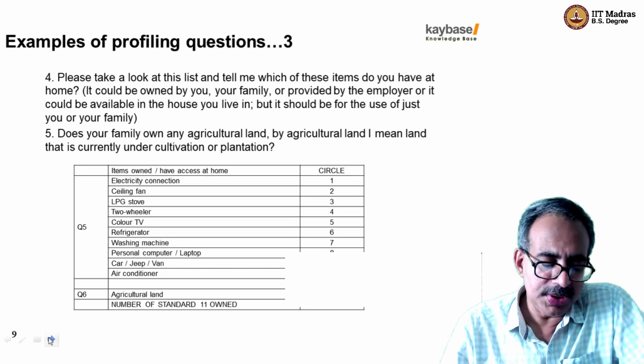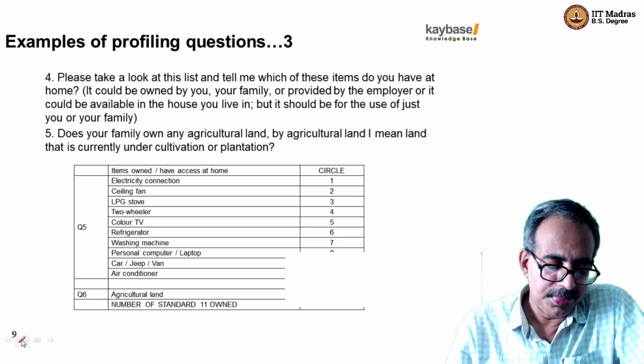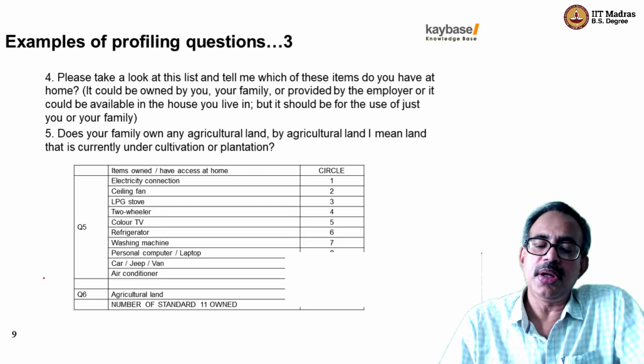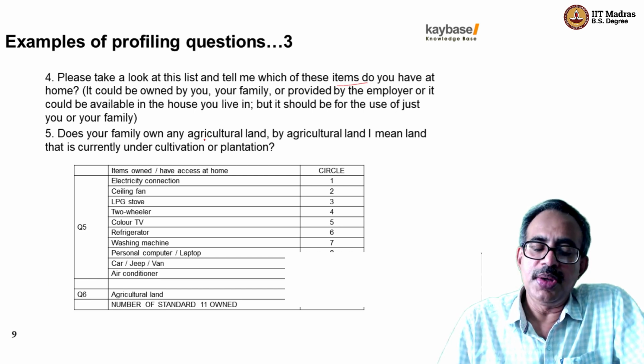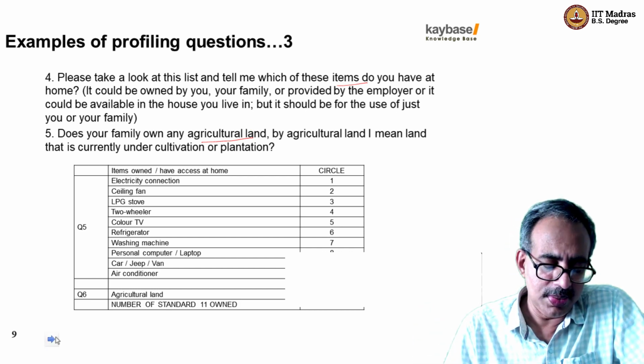Continuing with the examples. So what kind of durables do you have at home? Does your family own an agricultural land? We're just giving examples here of profiling questions. We'll go forward.